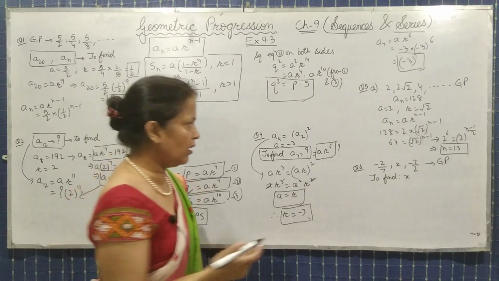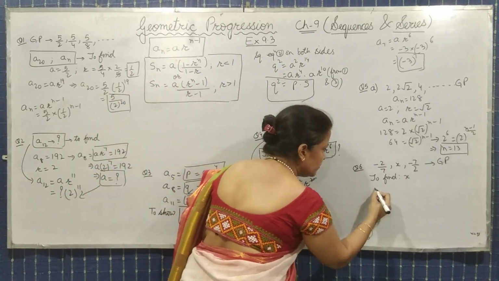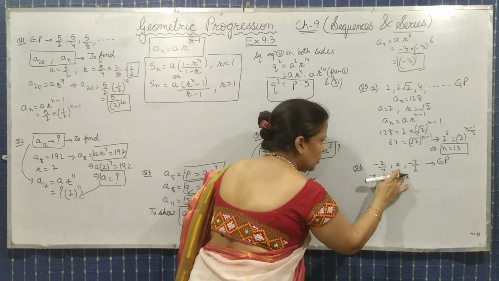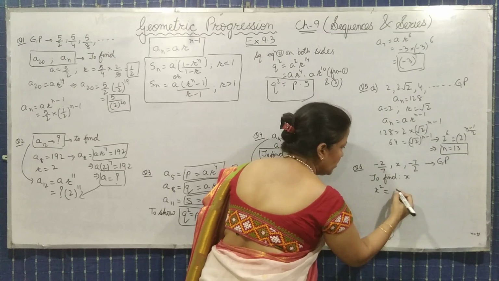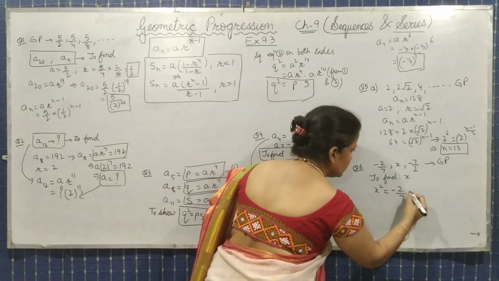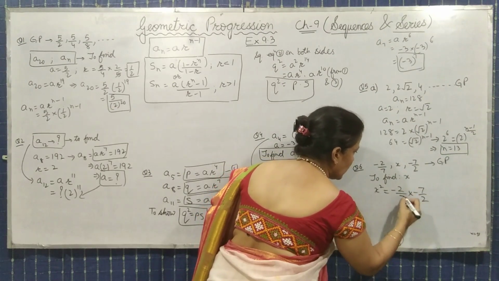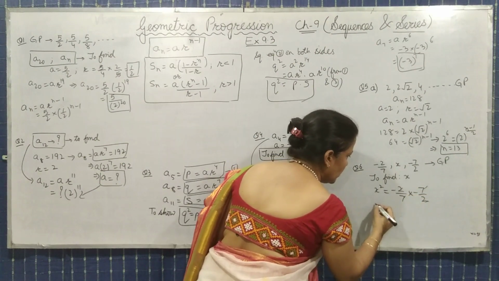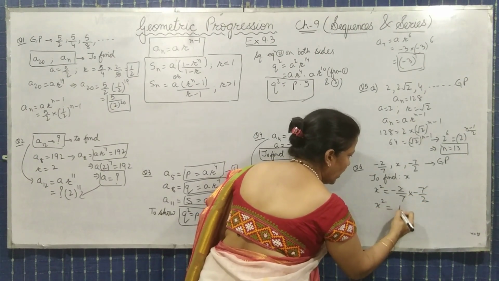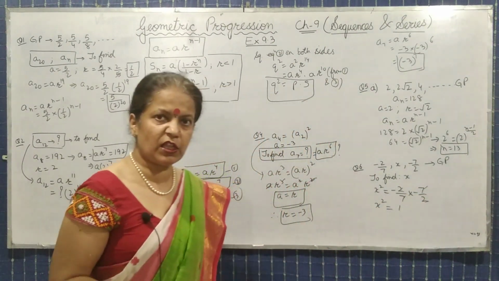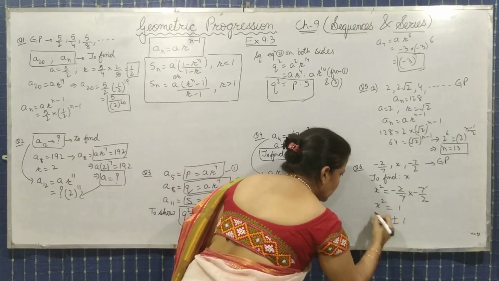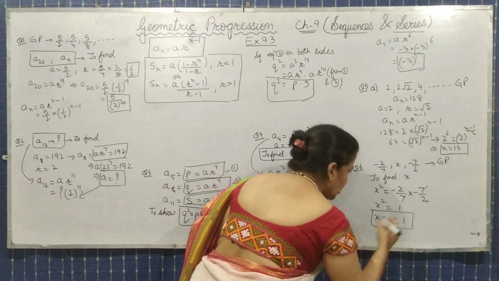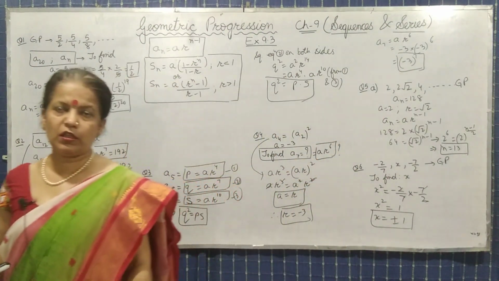Or we can say x square equals this multiply this. Cancel it. You will get x square equals 1. So what should x equal to? x will be plus minus 1. x equals plus minus 1.